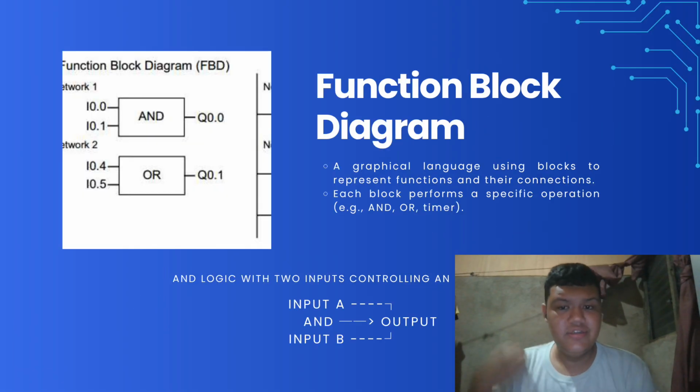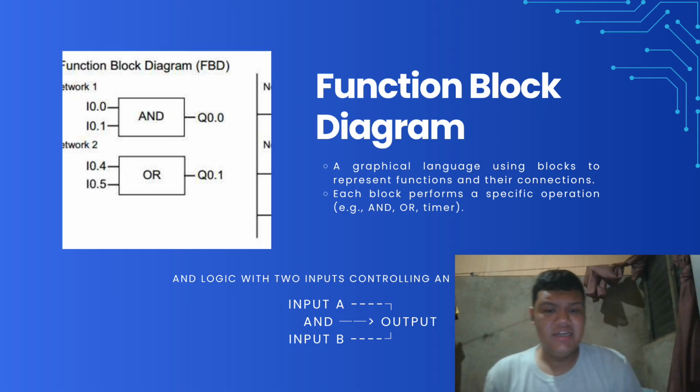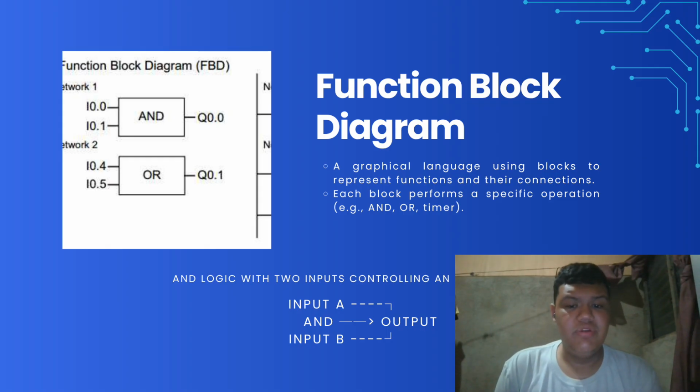So next is the function block diagram. The function block diagram is a graphical language using blocks to represent functions and their connections. Each block performs a specific operation. Example, the AND or timer. And here's an example of an AND logic with two inputs controlling an output, where input A and input B are being ANDed together to create an output.